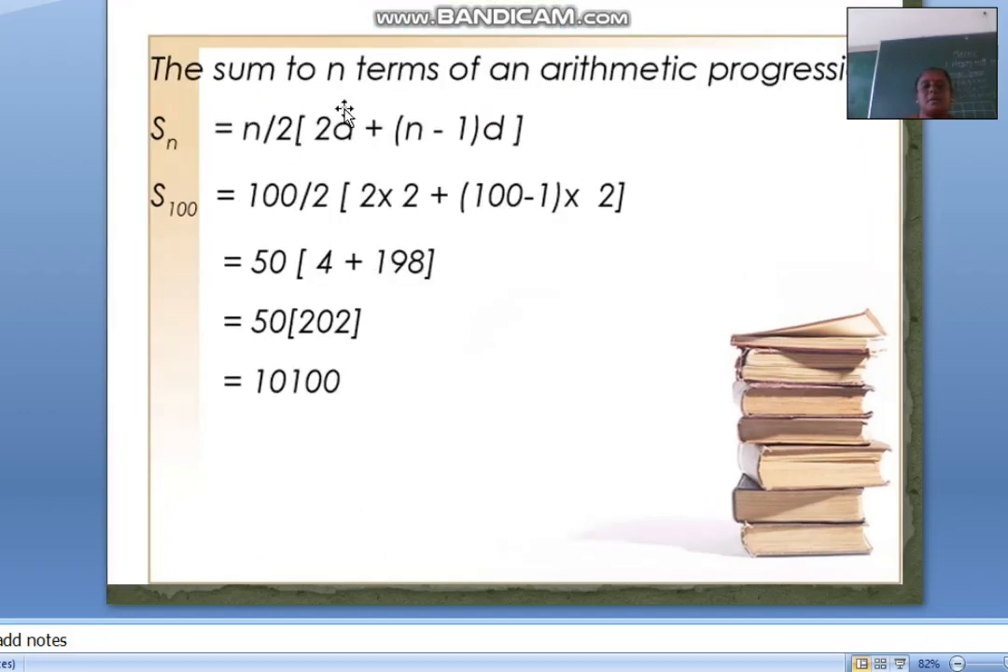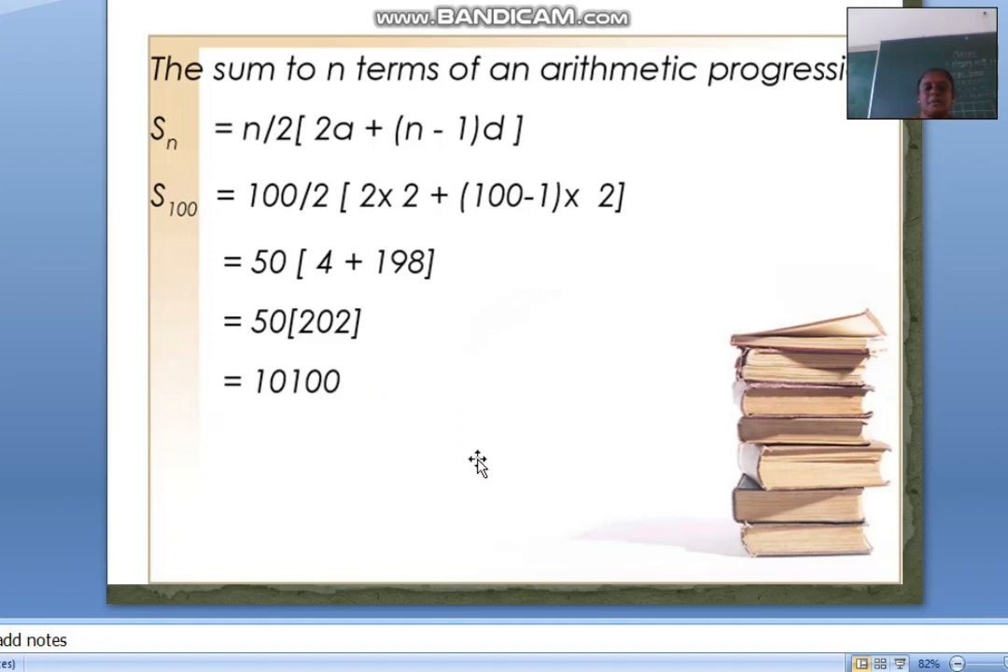And the sum we also want to find out. The sum of n terms of an arithmetic progression is Sn equals n by 2 into (2a plus (n minus 1) into d). So S100 is equal to 100 by 2 into (2 into 2 plus (100 minus 1) into 2). 2 fifties are 100, 2 twos are 4, 100 minus 1 is 99, 99 twos are 198. So 50 into (4 plus 198), which is 202. So we'll get 10,100 as the answer. This is the sum of 100 terms.